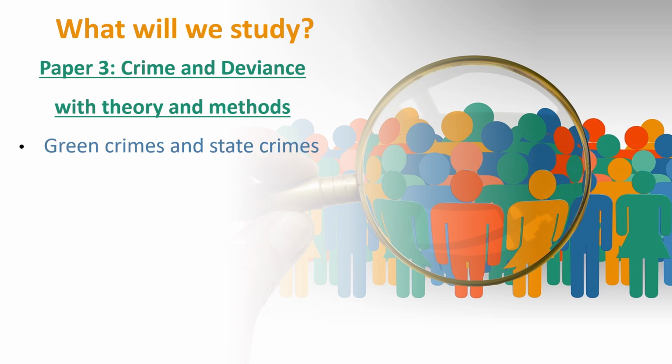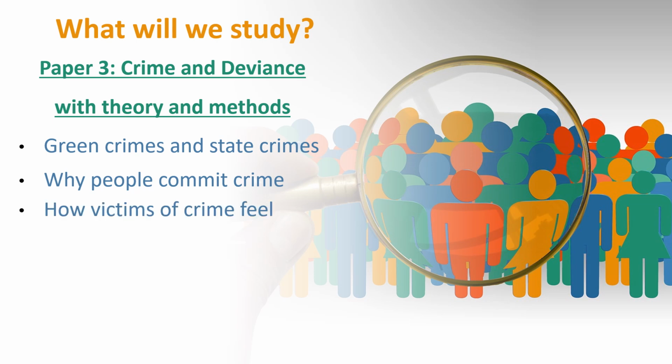We look at the social construction of concepts of crime and deviance with explanations of crime and deviance. We look at the work of Merton on the causes of crime from a functionalist perspective and Becker from an interactionist perspective. We look at why people commit crime. We look at how the victims of crime feel. We look at formal and informal methods of social control and how that would impact crime and criminal behaviour.